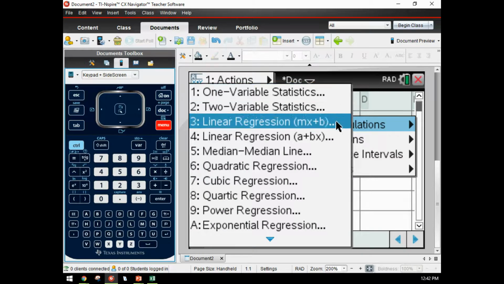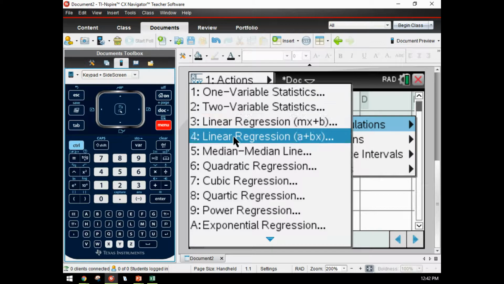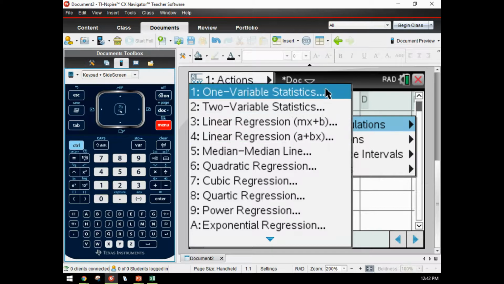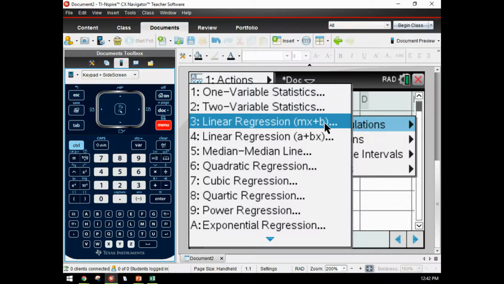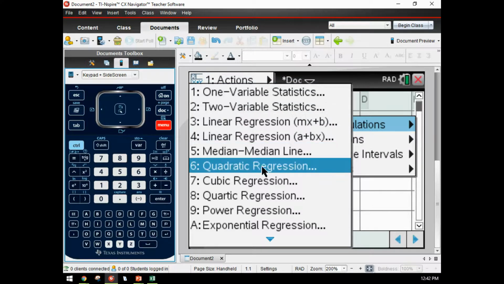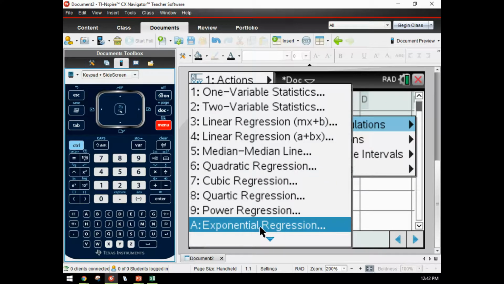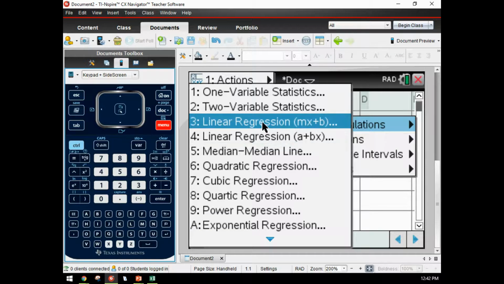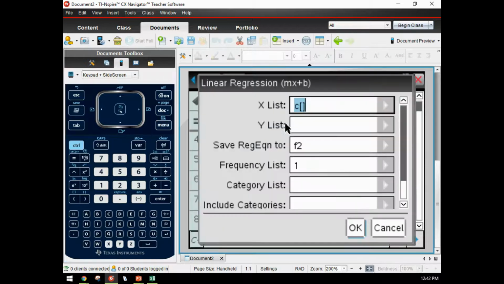Okay, so stat calculations. Which one of these, linear, because that's the word it used, is the format that we prefer? Mx plus b. So that's the one I'm going to click on. If it were asking you for a quadratic, then you would use this one, the quadratic. Exponential would be this one down here. It gives you the information to make your equation if you have at least some data points to do that. So linear regression, we're going to click on that.